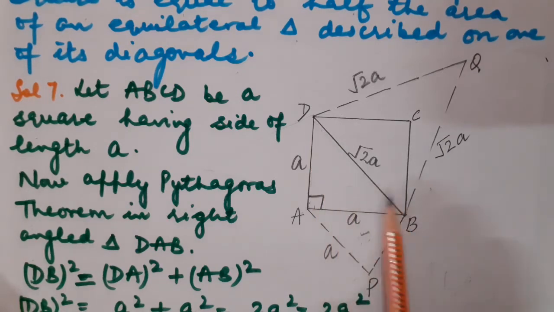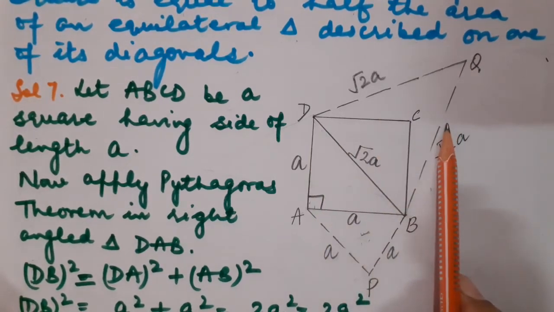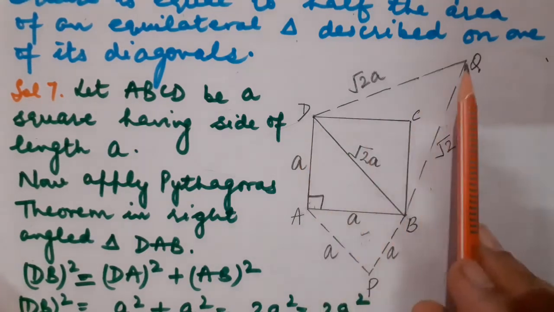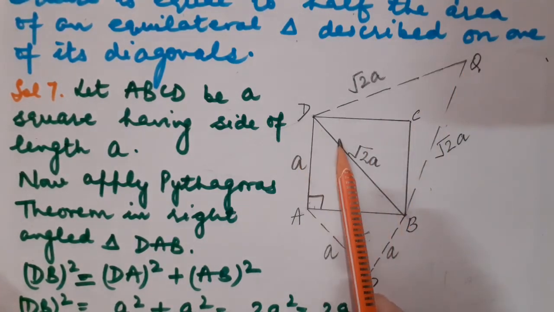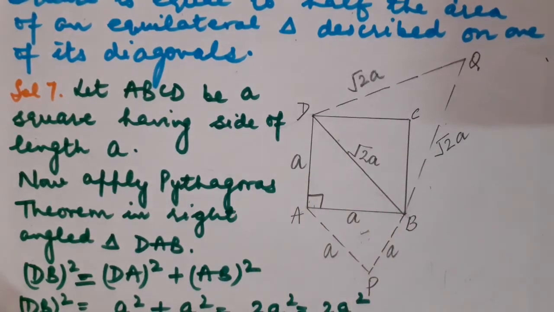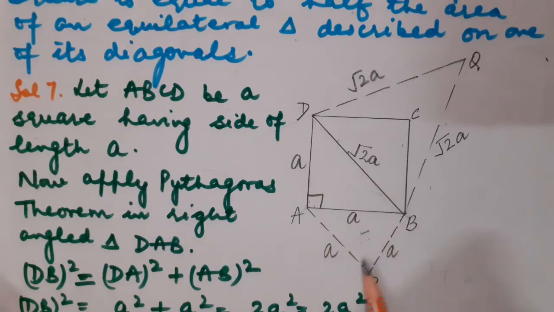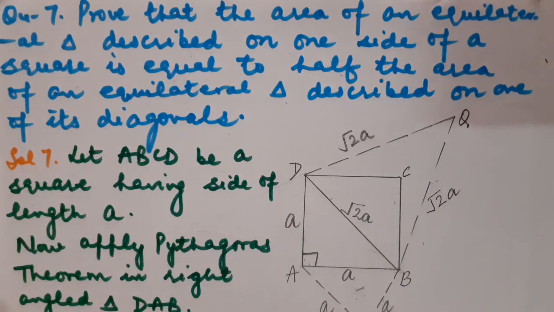Basically this diagonal will be the side for the equilateral triangle. Whatever is the diagonal of the square, that would act like the side of an equilateral triangle. Okay, so using the diagonal, I have to draw one equilateral triangle, and using the side of a square, I have to draw another equilateral triangle. Now, according to the statement, what I have to prove?